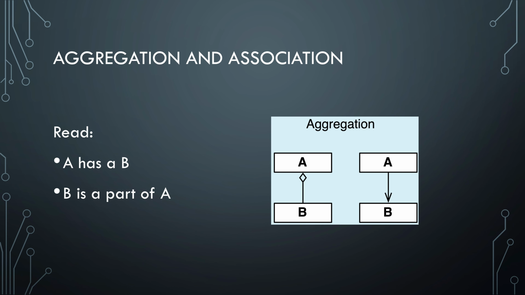Association is a lot like aggregation, but it's slightly looser. When you're dealing with an association, B is not necessarily a part of A, but A does have a B. For example, an order has a customer, but the customer is not part of the order. An example of this you can see in the diagram on the right.